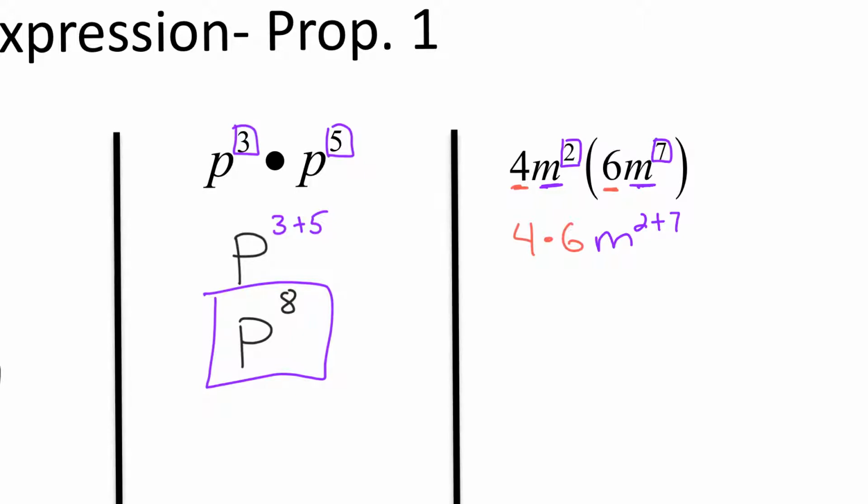You finish the problem. 4 times 6, that's 24. And m, there's the m, and 2 plus 7 is 9. Now my answer is 24m to the 9th power. Because m to the 9th, you cannot do anything. You cannot simplify. And you already multiplied the numbers. 4 times 6 is 24. So this is my answer.